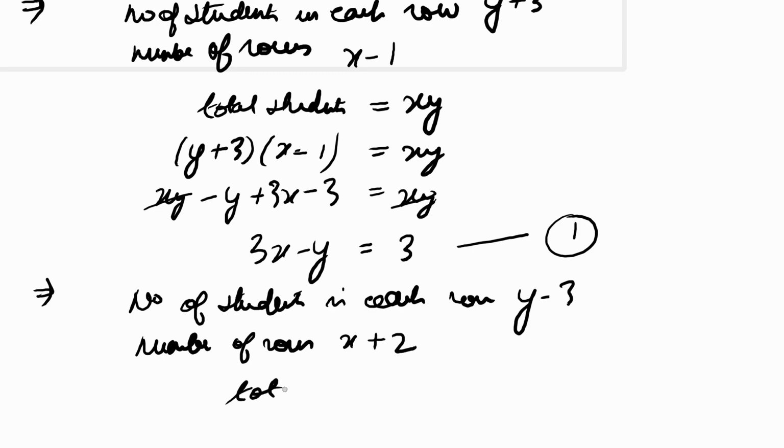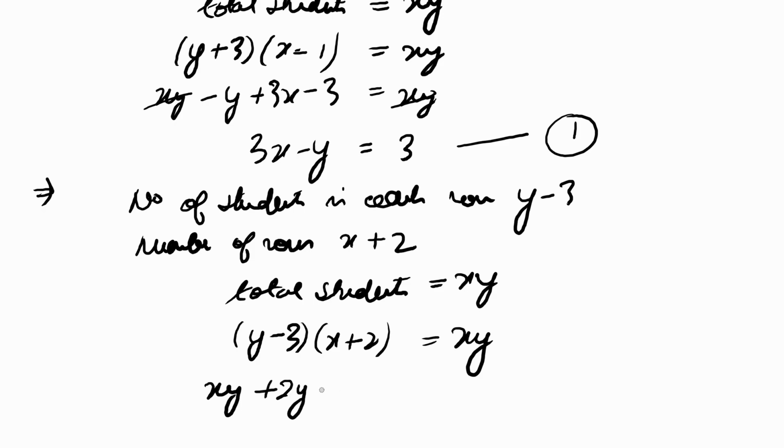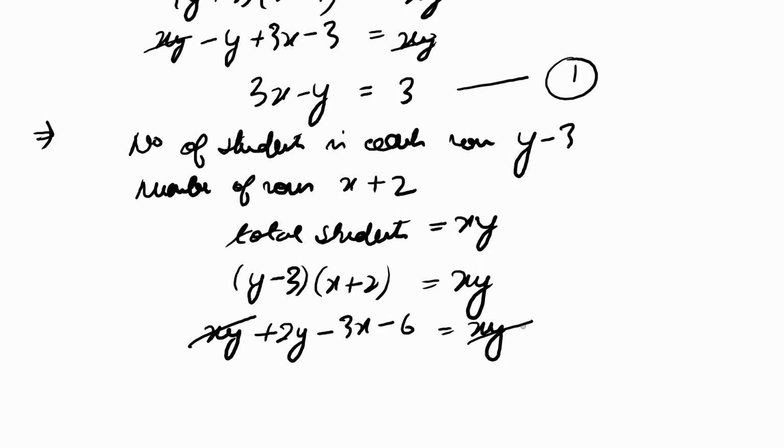Now we'll again use the total students, which is xy. We can arrive at this number also by multiplying these two, that is (y minus 3) into (x plus 2) is equal to xy. So what can we say? xy plus 2y minus 3x minus 6 is equal to xy. This and this will cancel out. So this will become minus 3x plus 2y is equal to 6.